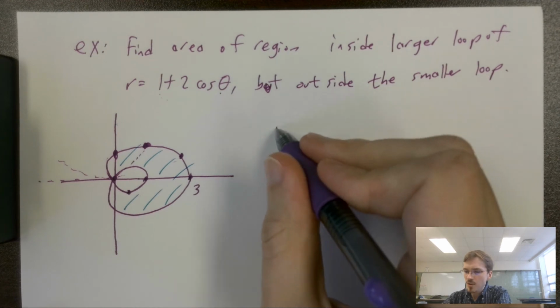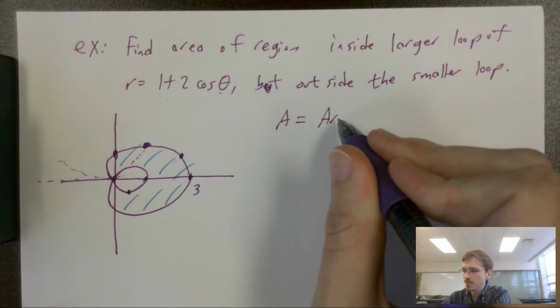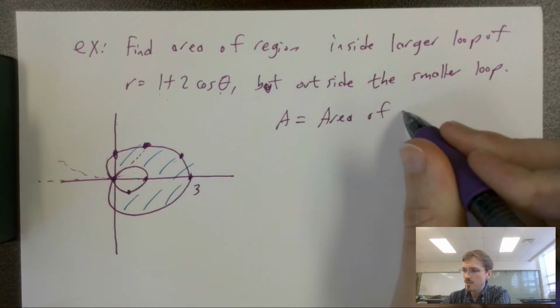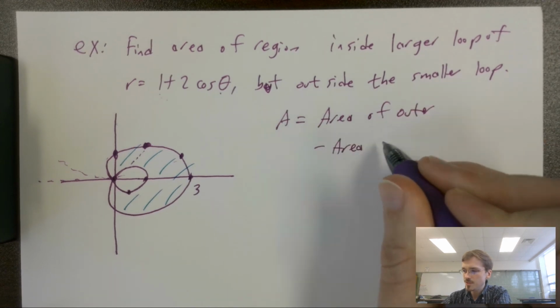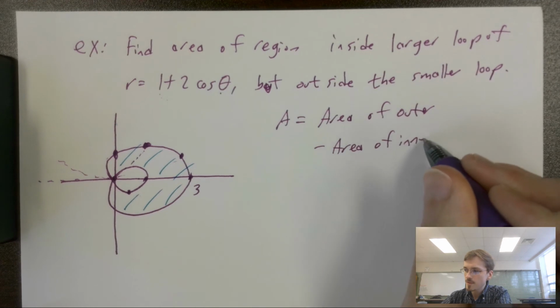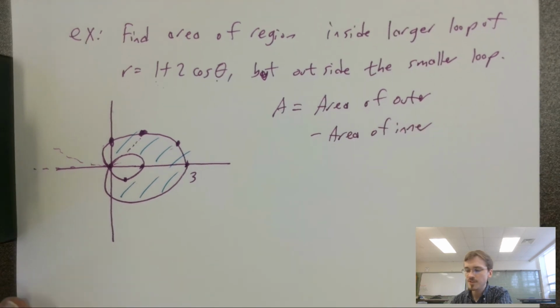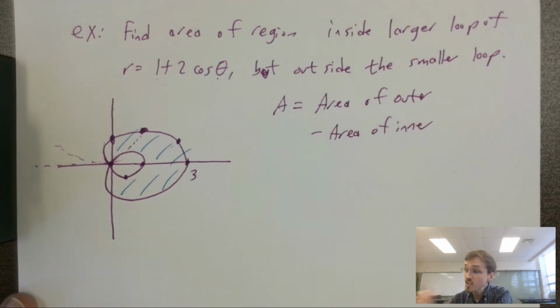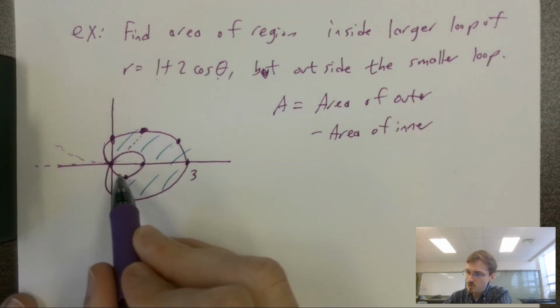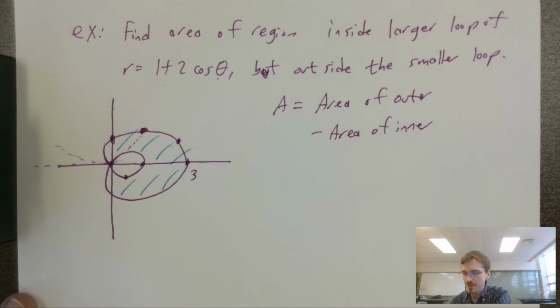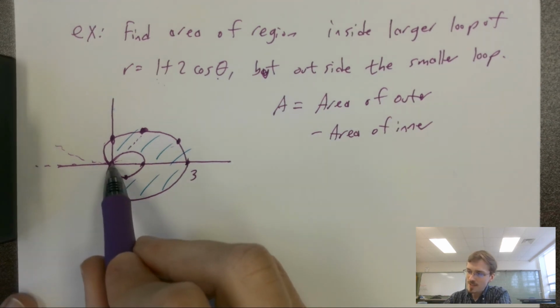All right, so we know that the area is going to be equal to the area of the outer region minus the area of the inner region, right? That's our knowledge from calculus. So we need to find the area, first and foremost, of this outer loop, and then we're going to subtract the area that we've over-counted in the middle. So we need to find what separates them.